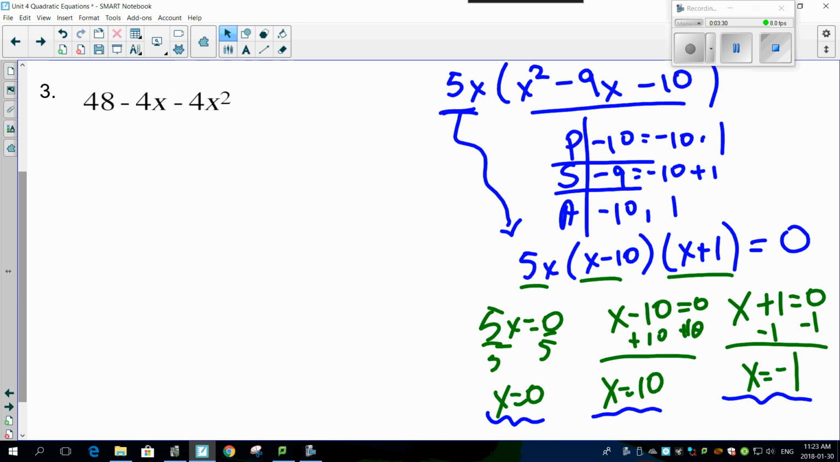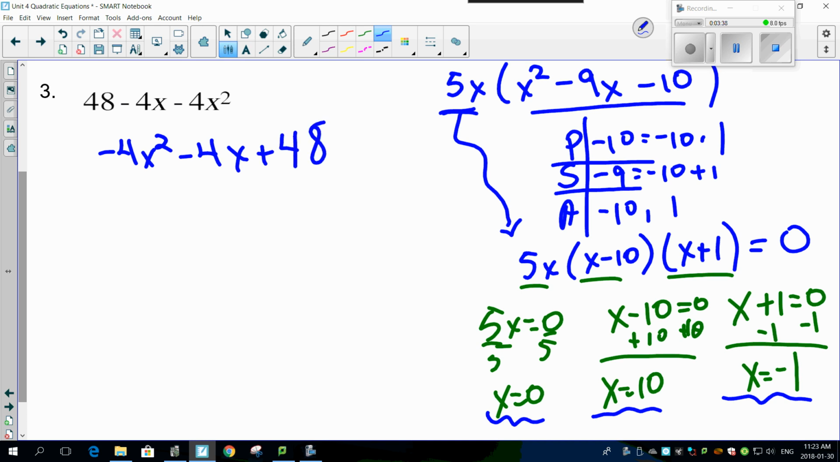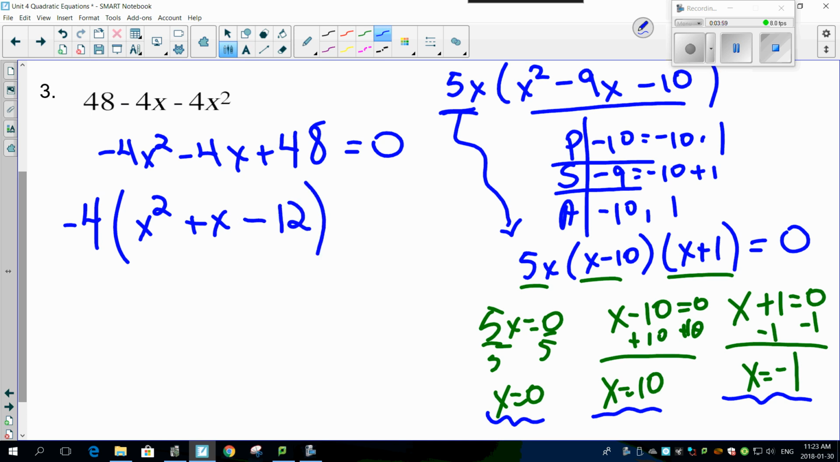Ready? Okay. Write this normal. First things first. Minus 4x squared minus 4x plus 48. This is called descending order. Solve by letting that equal 0. Factor out a negative 4, GCF, first thing. So if I factor out a negative 4, it makes this a positive x squared, makes this a positive x, and by factoring out a 4, makes a negative 4, this makes this a negative 12, okay, equal to 0.